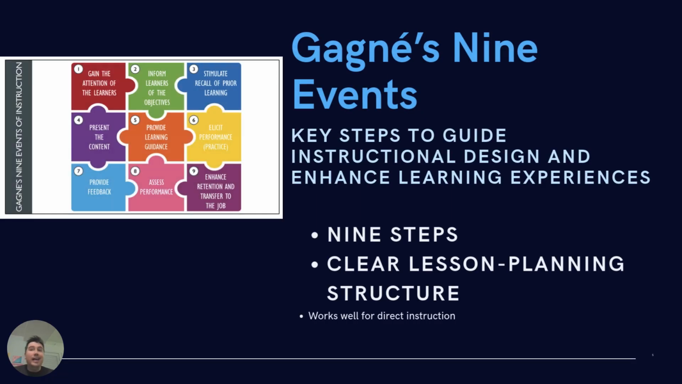Okay, so second to last, we have Gagne's 9 Events of Instruction. This was developed by Robert Gagne in the 1960s based on the cognitive information processing theory. It has 9 key components: to gain attention of learners, to inform learners of objectives, to stimulate recall of prior learning, and then afterwards to present content, provide guidance, elicit performance, provide feedback, assess performance, and then enhance retention.